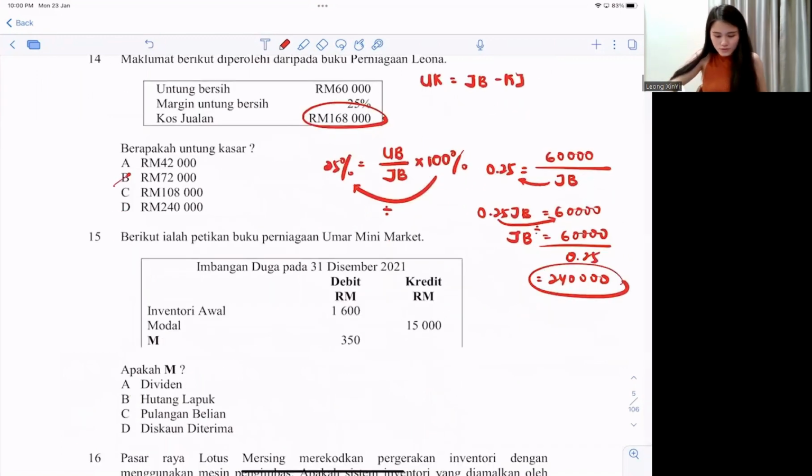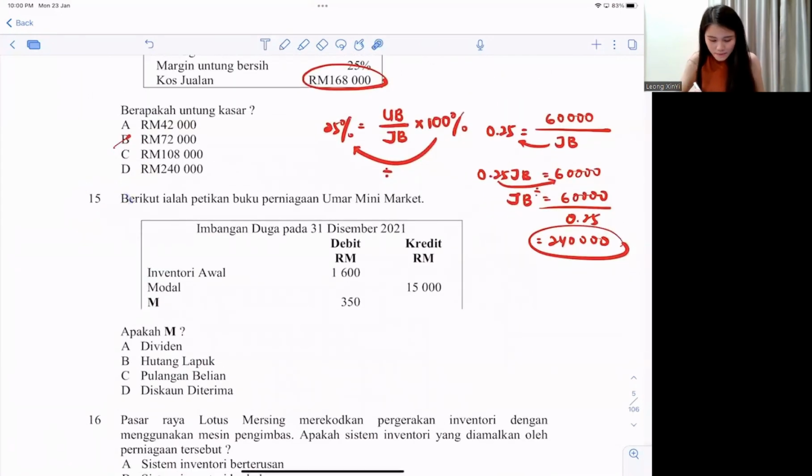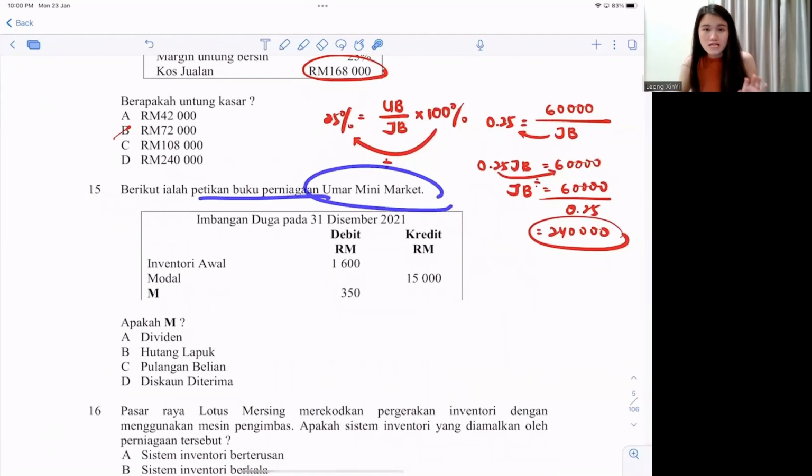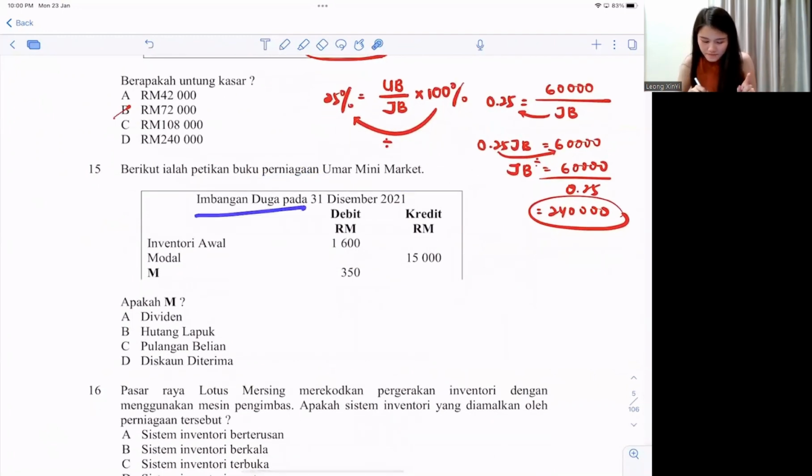Alright, let's move on to question 15. Berikut ialah petikan buku perniagaan Umar Mini Market. So they gave us imbangan juga. Now they just say M, and be aware that they're putting it on the debit side. Debit side can be asset, can be belanja, sometimes can be negative EP, like ambilan. So you see whether they give it.